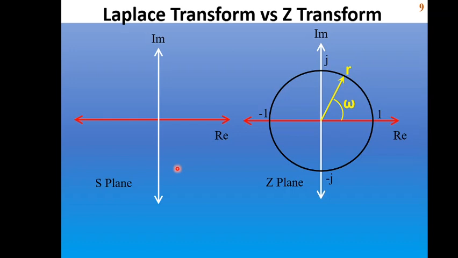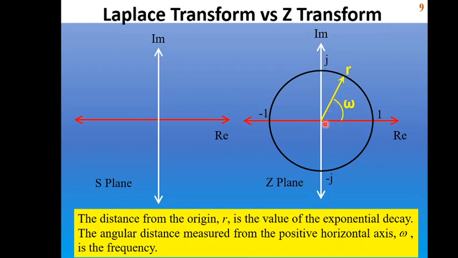This is S-plane shown in rectangular coordinate. This is real axis. This is imaginary axis. This is Z plane represented in polar coordinate. This is the unit circle of radius 1. R represents distance from the origin, which is related to the exponential decay. Omega is the frequency, which is measured from the positive horizontal axis.